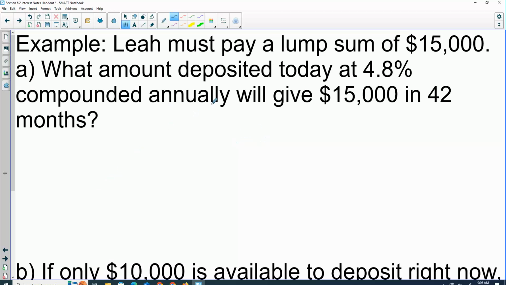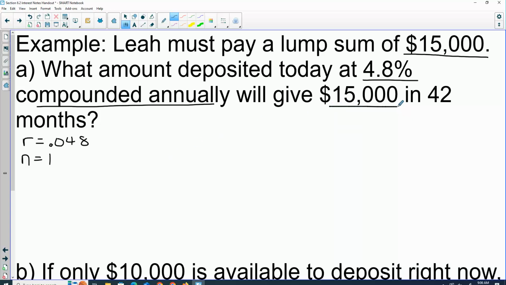Leah must pay a lump sum of $15,000. What amount deposited today at 4.8% compounded annually will give $15,000 in 42 months? So 4.8% is my r, but what would I put in my formula for compounded annually? What does that tell me? So n is one time per year.